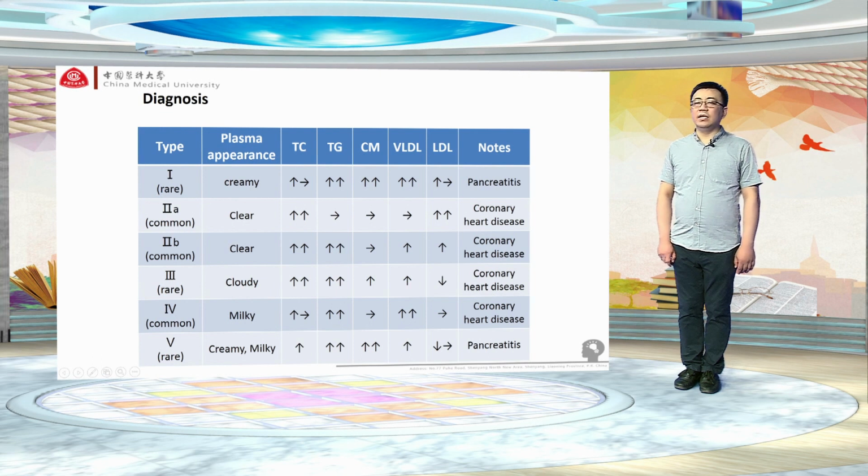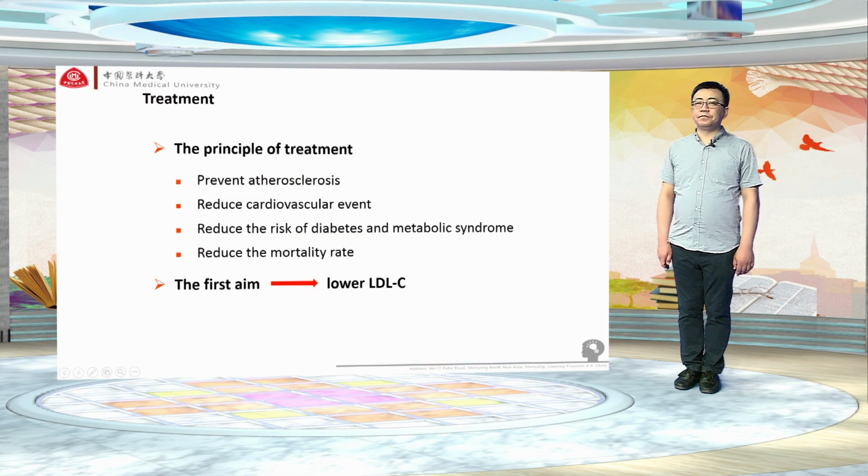For type 3, it is rare, and from the plasma appearance, it is cloudy. You can see the triglyceride is very high. It can cause coronary heart disease. And for type 4 dyslipidemia, the plasma appearance is milky, and it can cause coronary heart disease. And for type 5, it is very rare. The plasma appearance is creamy or milky, and it can cause pancreatitis.